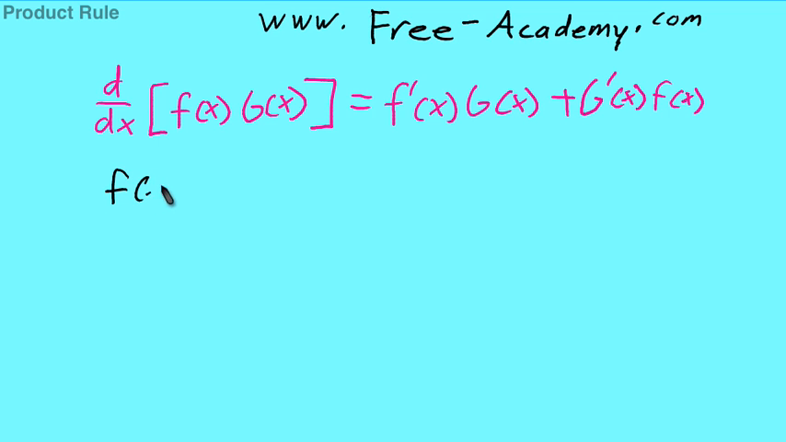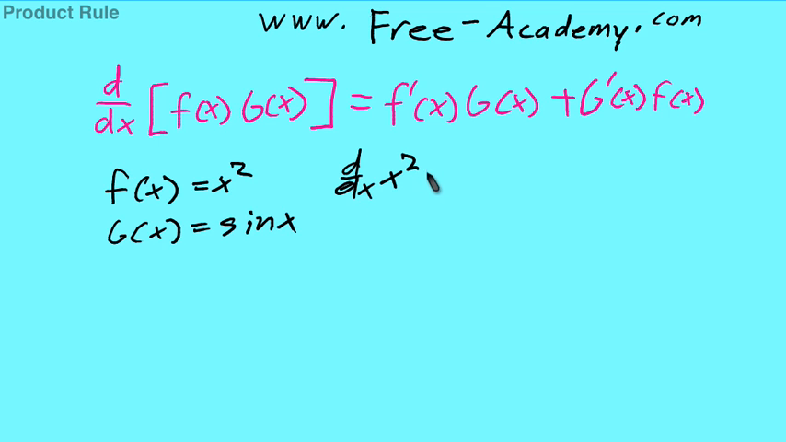Let's say our f of x is equal to x squared, and our g of x is equal to sine of x. And we're going to find the derivative of x squared times sine of x. Well, how are you going to do this? Well, it is really simple.